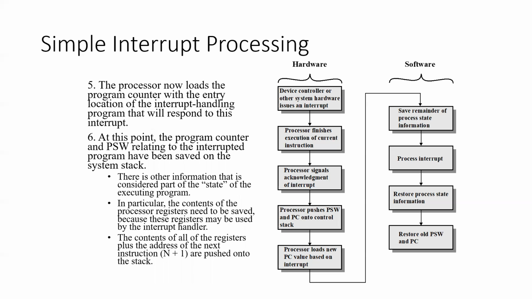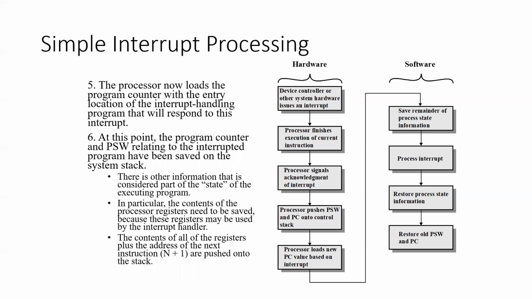The processor now loads the program counter with the entry location of the interrupt handling program that'll respond to this interrupt. At this point, the program counter and program status word relating to the interrupted program have been saved onto the stack. There's other information that's considered part of the state of the executing program. In particular, contents of the processor registers need to be saved because these can be used by the interrupt handler, and we wouldn't want to lose track of the things that we're adding or accumulating in our previous program. So we have to save that out as well.